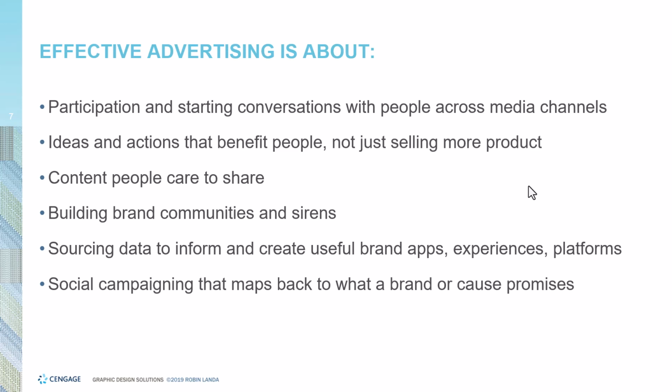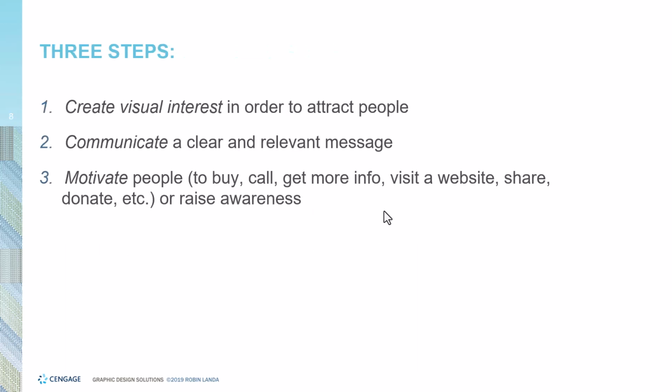These are just some examples. Digital spaces have changed how we get people's attention and how we engage them. There are 3 steps for advertising, and these still hold true. We want to 1. Create visual interest in order to attract people. 2. Communicate a very clear and relevant message.